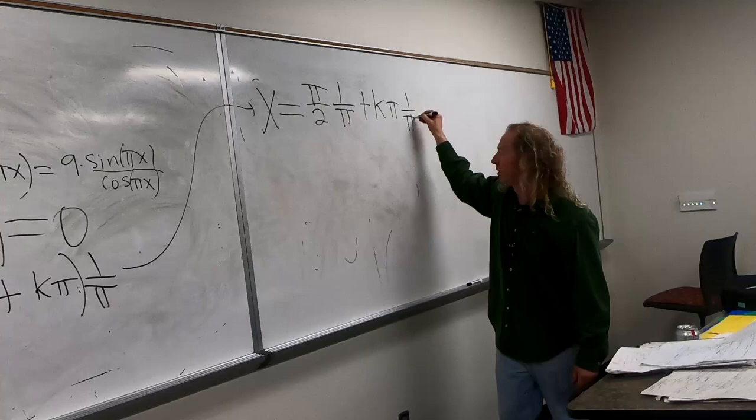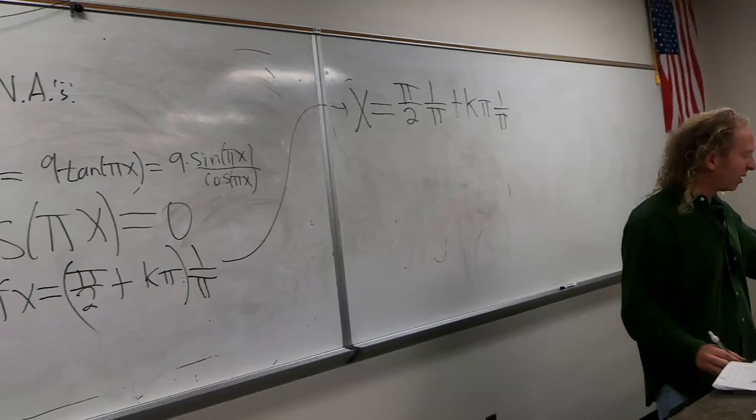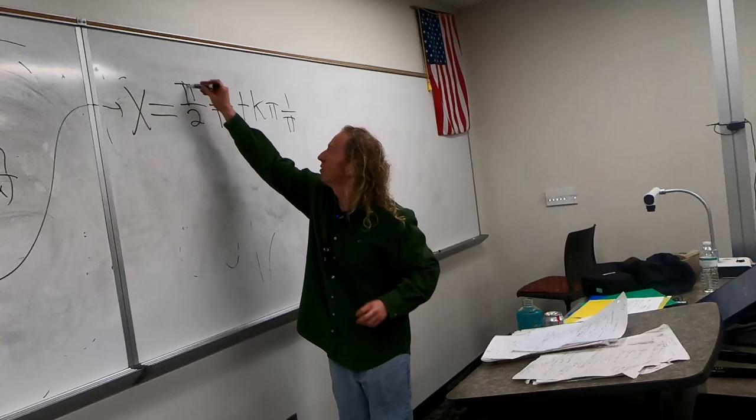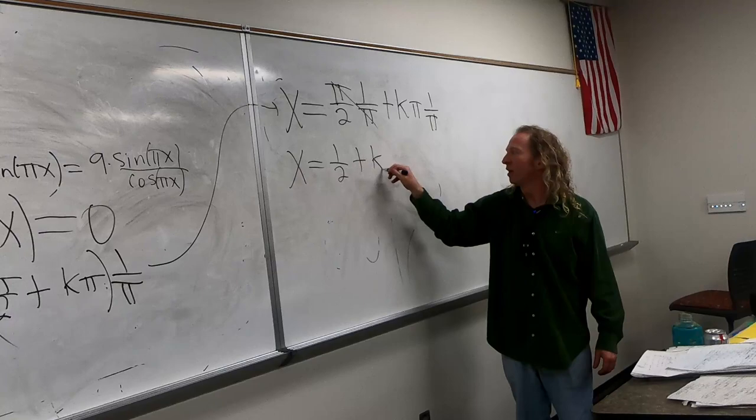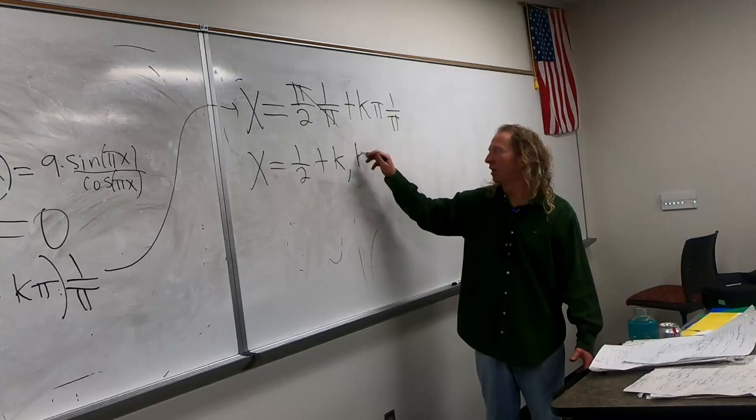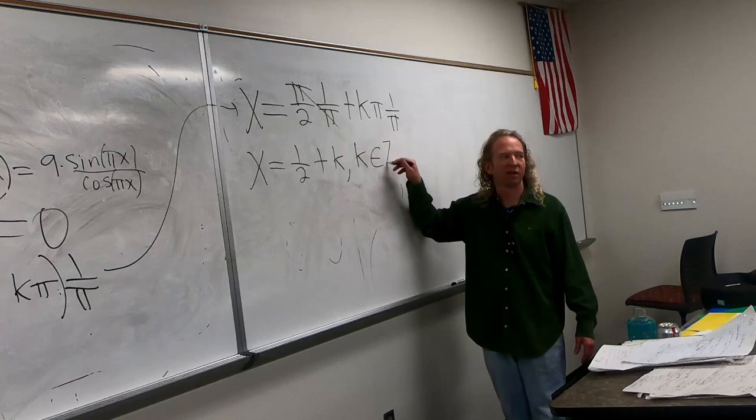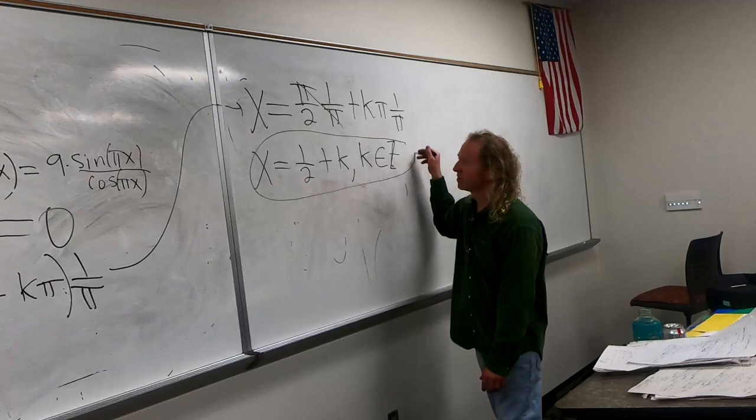You can skip steps, but I don't like to. It's easy to mess up. And these cancel, so we get x equals 1 half plus k. And then we just have to say that last thing, which is really important: where k is an element in the set of integers. That's it.